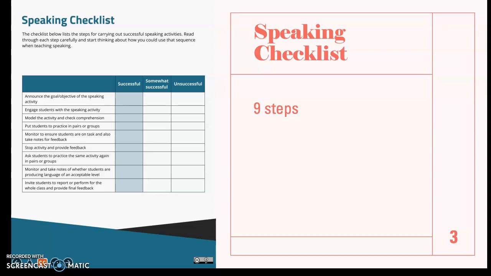1. Announce the goal or objective of the speaking activity. For example, describe a childhood memory using the simple past and past continuous. When students understand the direction of the task, they're more likely to be motivated.